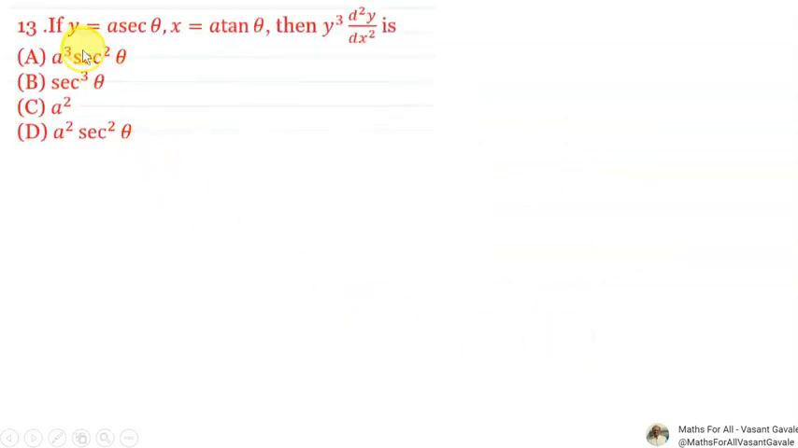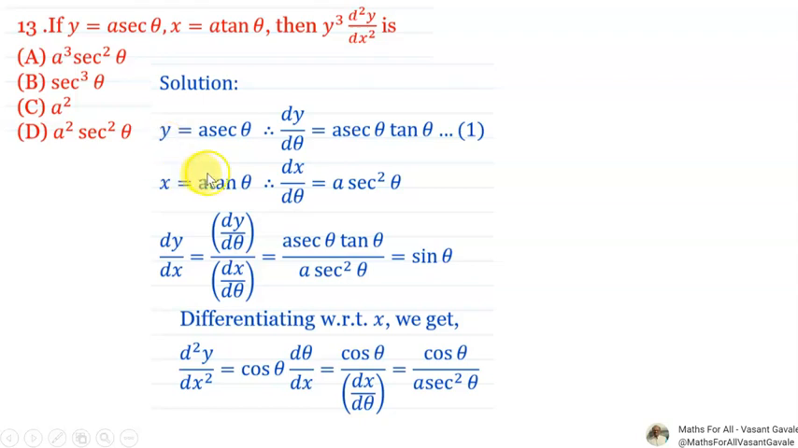Next example. If y is equals to a sec theta, x is equals to a tan theta, then y cube into d2y by dx square is? Y is equals to a sec theta. Therefore, dy by d theta is a derivative of sec theta, which is sec theta into tan theta. X is equals to a tan theta. Therefore, dx upon d theta is a derivative of tan theta, which is a sec square theta.